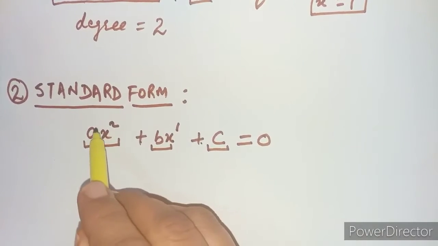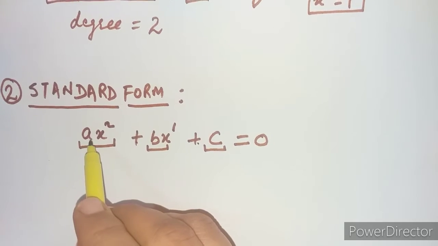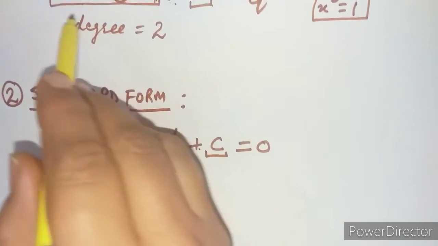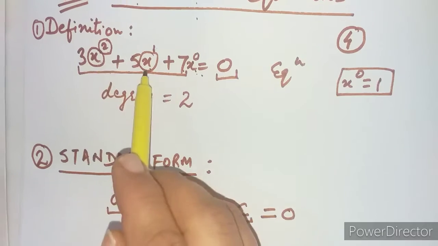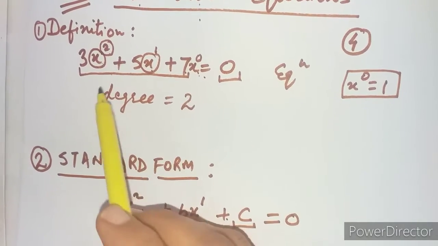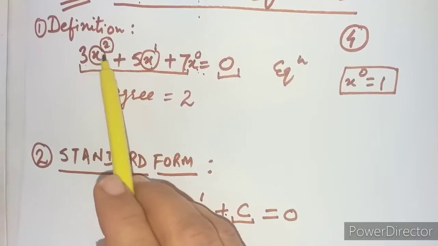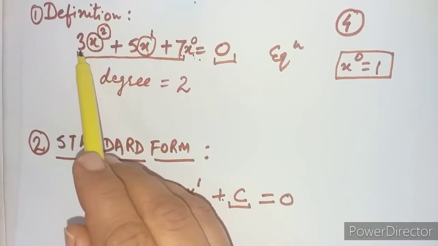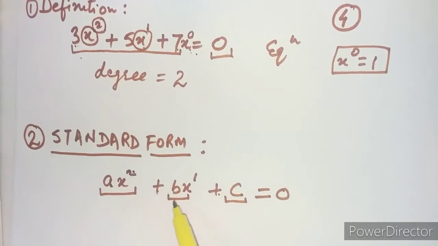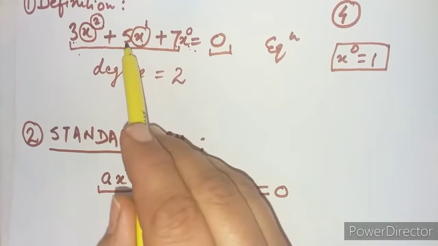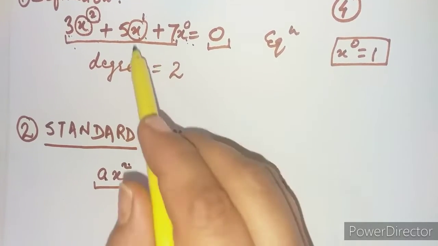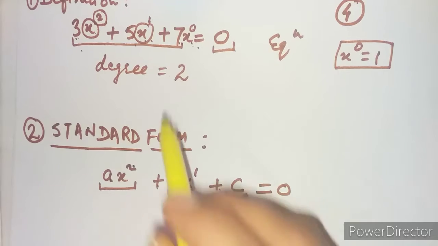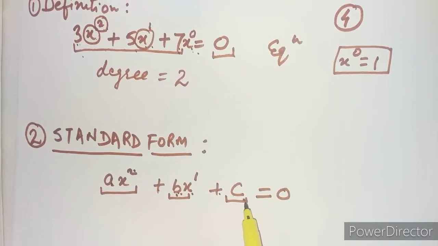Now what are these a, b, c? Just compare with the example I wrote in the starting. In 3x squared, ax squared, here a is this 3. So a is 3. What is b? bx here is 5x. So b is 5. And what is c? c was the 7 here, the constant term without any variable.